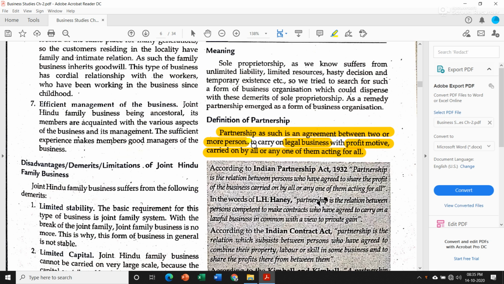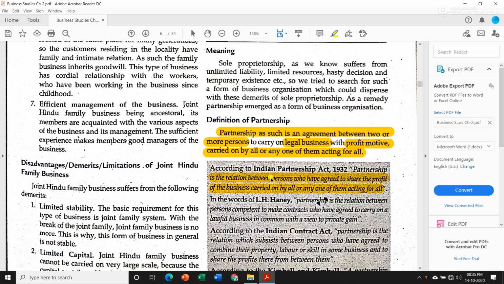Let us see first. According to Indian Partnership Act 1932, partnership is the relation between persons who have agreed to share the profit of the business carried on by all or any one of them acting for all. Now according to this Act, partnership is nothing but a relation between persons who have decided to share the profit out of the business which is carried on by all, or any one of the partners can act on behalf of them.